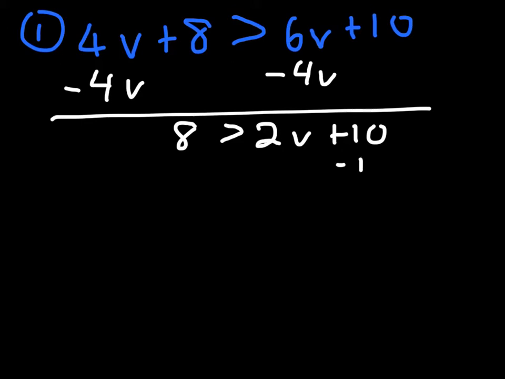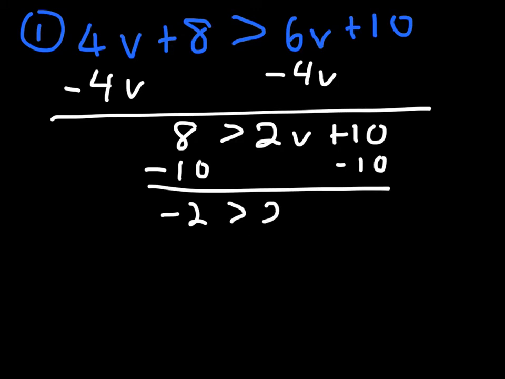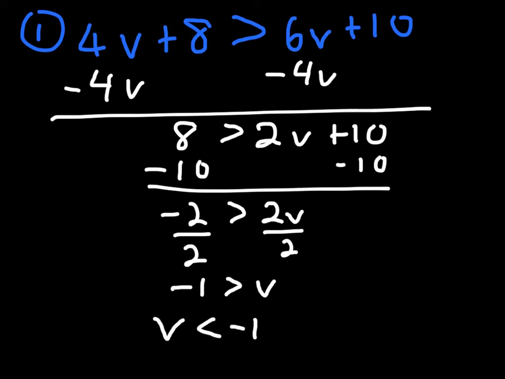Okay, now I need to move my 10 over to get my variable term by itself. 8 minus 10 is negative 2, and that's still greater than 2v. If I divide by 2 on both sides, I get negative 1 is greater than v. Okay, and remember, if I switch that, I can write that as v is less than negative 1. So it's pointed to, up here, it is pointed to my v, so down here it has to be pointed to my v also if I want to switch that.